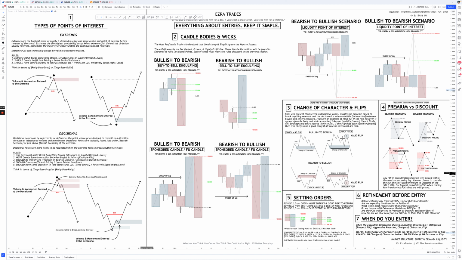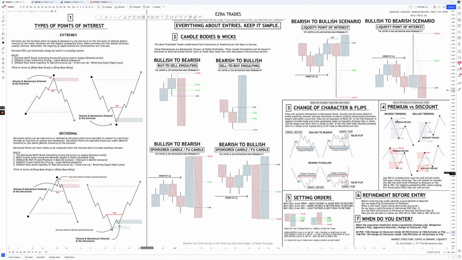Now, discount pricing, same thing. We're expecting new highs. We have a higher high, a higher low, higher high. You want to take the most recent swing leg that broke structure, and the thought process is that the pullback is going to come back into discount pricing.